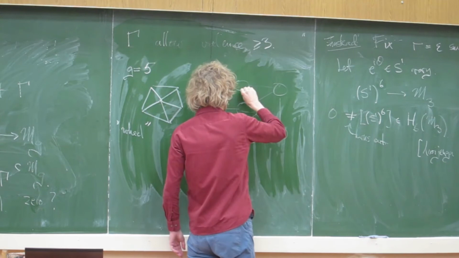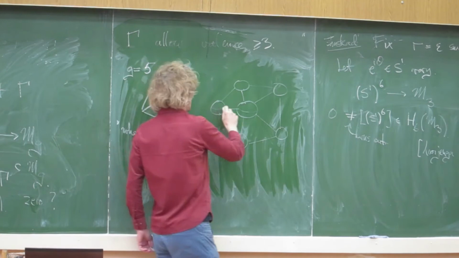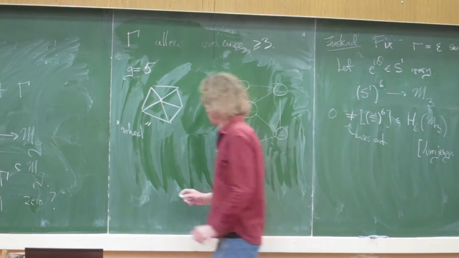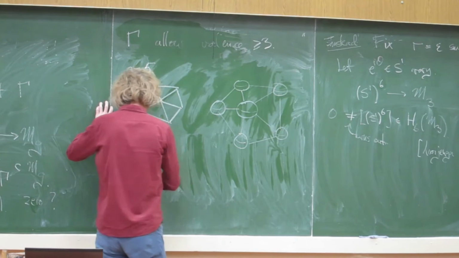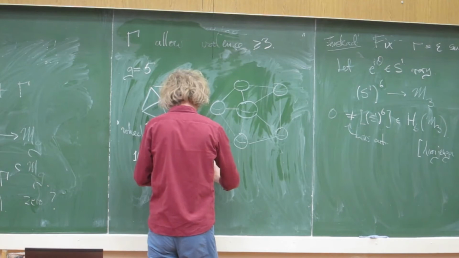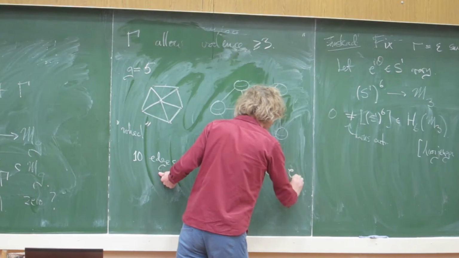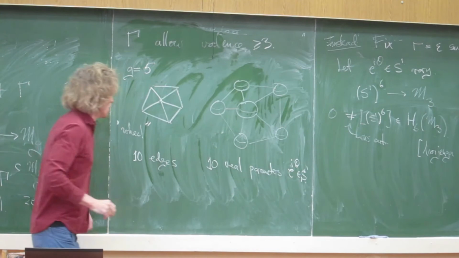And then taking off the nodes, 10 answers. So that gives 10 real parameters. These are circles. But when it's not trivalent, there are more parameters.